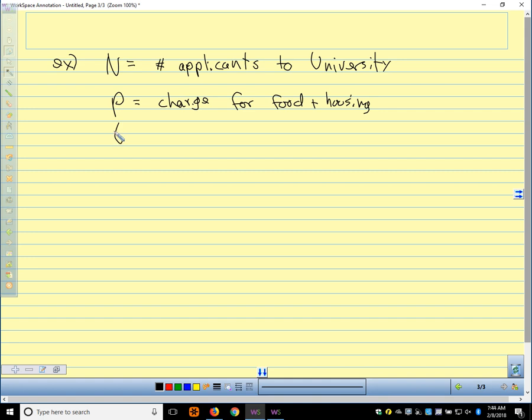And let T equal the tuition. All right, so can we agree that n is some function of P and T? The number of applicants to a university is somehow related. Can we agree that the number of applicants somehow depends on how much it costs to go to the university? Sure. If you're not going to be able to afford to go, you're probably not going to apply.